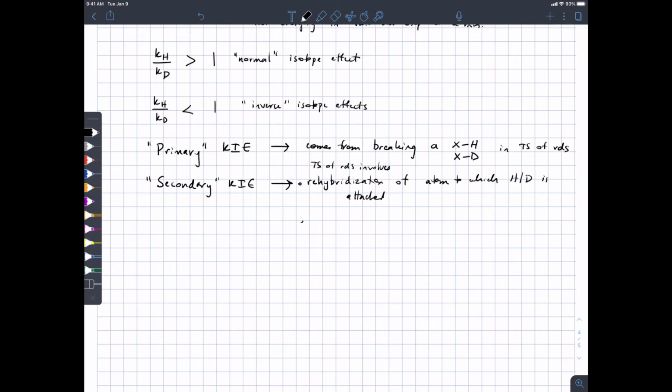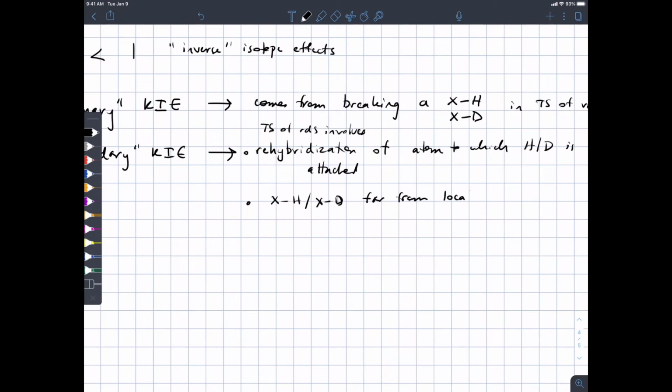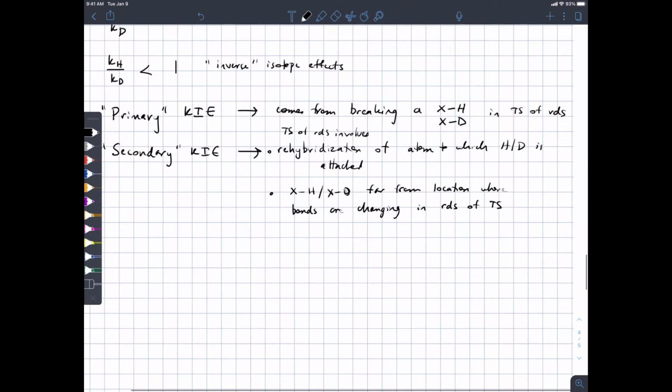That's one interpretation. Or it could mean a secondary isotope effect could simply mean that whatever bond you've replaced is far from the location where bonds are changing in the rate determining step, RDS, of the transition state. Okay, so this gets a little bit tricky.